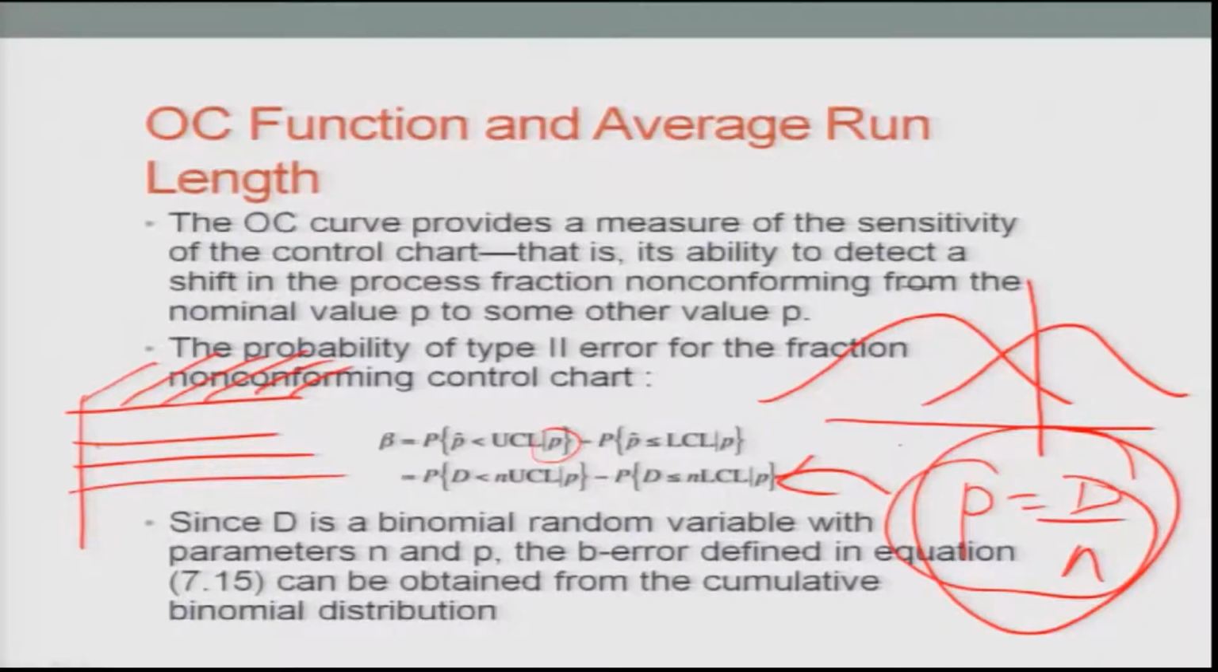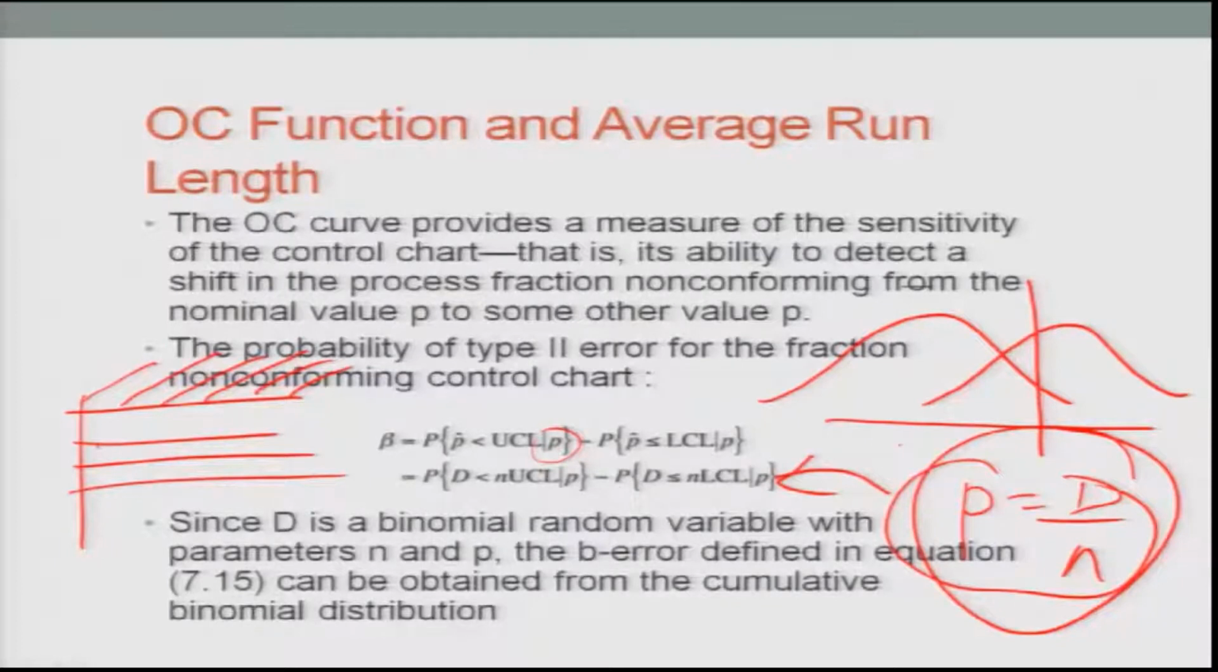And once you find out the formula corresponding to the probabilities, it is again the same case, that beta is the error, a type of error depending on the difference. Given P or the proportions, rather than P I could have denoted it by D by N, but I am not doing it in these calculations. So, you want to find out the probability that D is less than or equal to N into UCL, the upper control limit, and in the other case that D is less than or equal to N into the lower control limit. Based on that you will do the calculations.